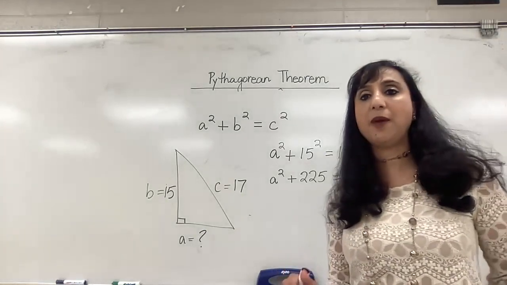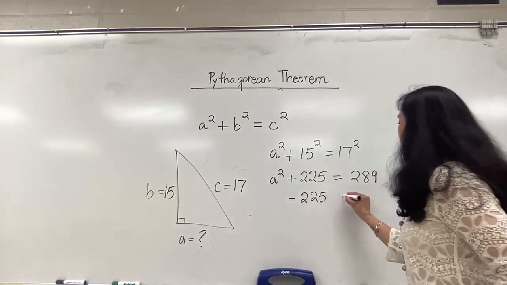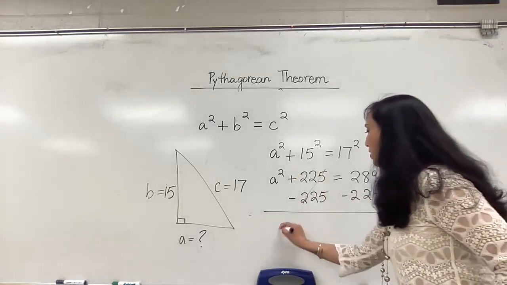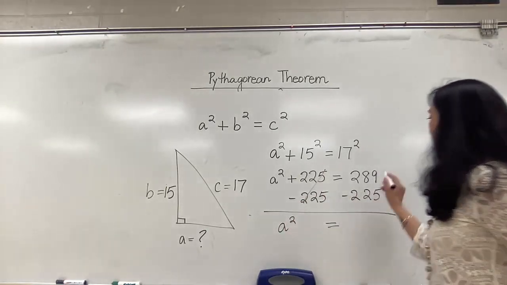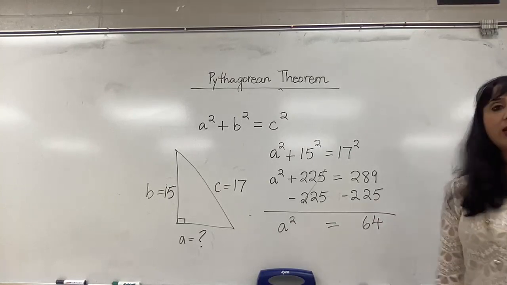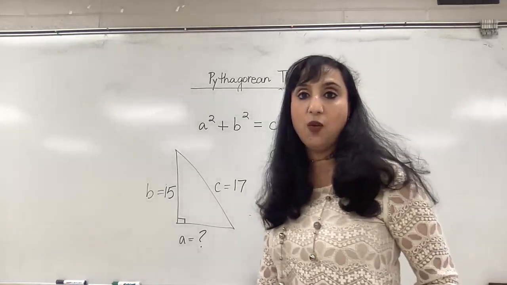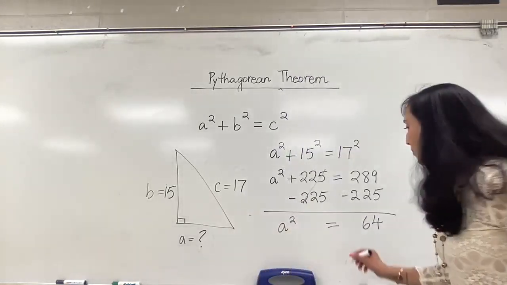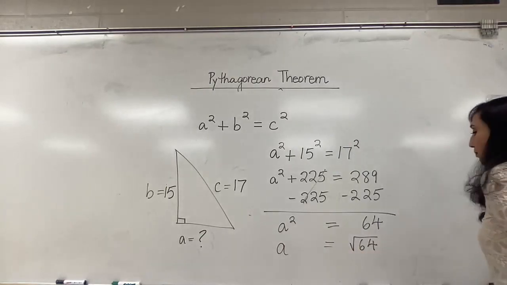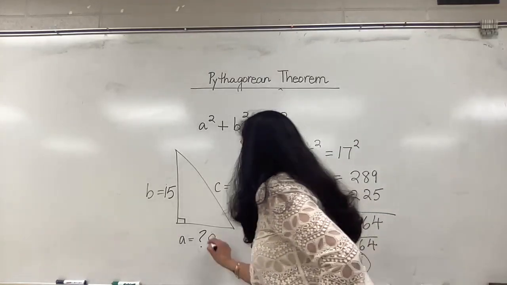Again, using the subtraction property of equality, I am going to subtract 225 from both sides of the equation, and this cancels each other out. So I'm left with a squared. This is going to give me 9 minus 5 is 4, 8 minus 2 is 6. So a squared is equal to 64. To find a, I need to know what number times itself is going to give me 64. So I'm going to have to find the square root of 64, and therefore, a is equal to 8. Now this is my missing value.